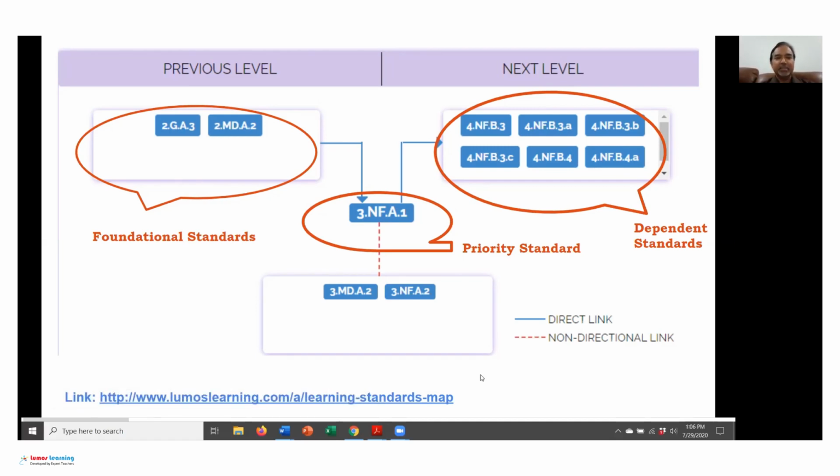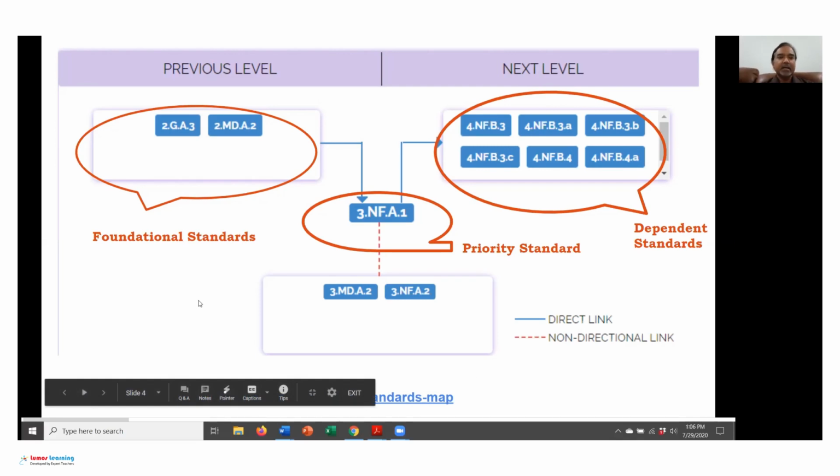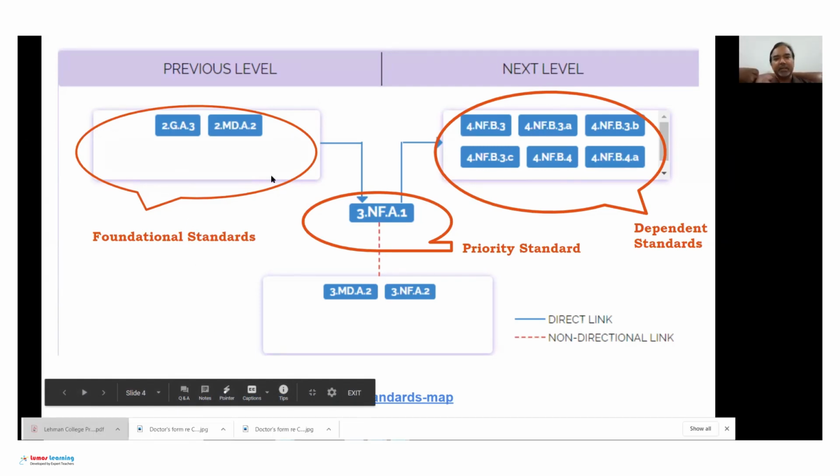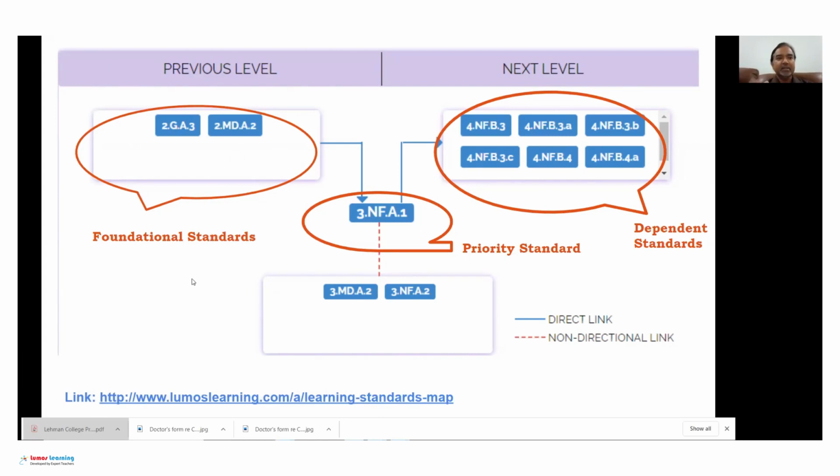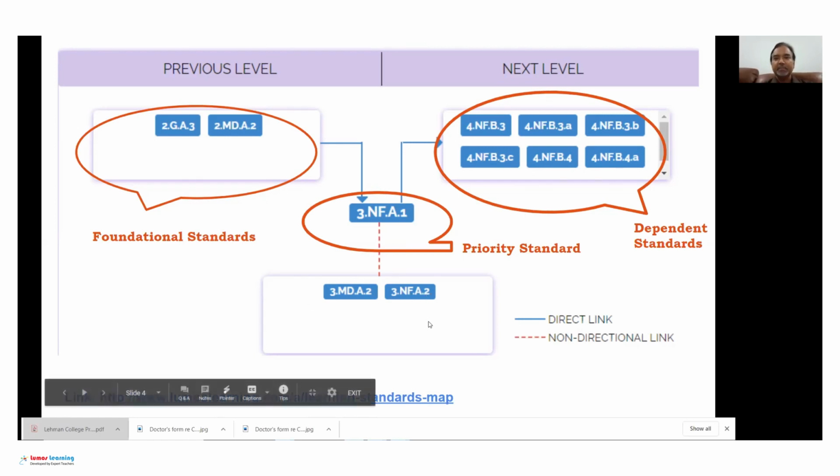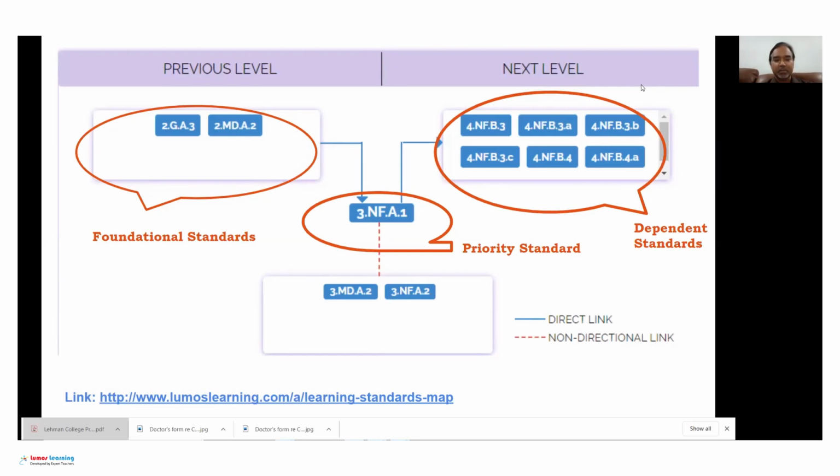So as you can see in the picture here, just a quick recap. If you look to the left of the standard that you are observing, you can identify the foundational standards. And why is that important? Because knowing what those standards are helps you address the summer learning loss or the COVID loss. And looking to the right of the standard, that tells you the standards that are going to come in the future, so that are dependent on the mastery of 3.NF.A.1.